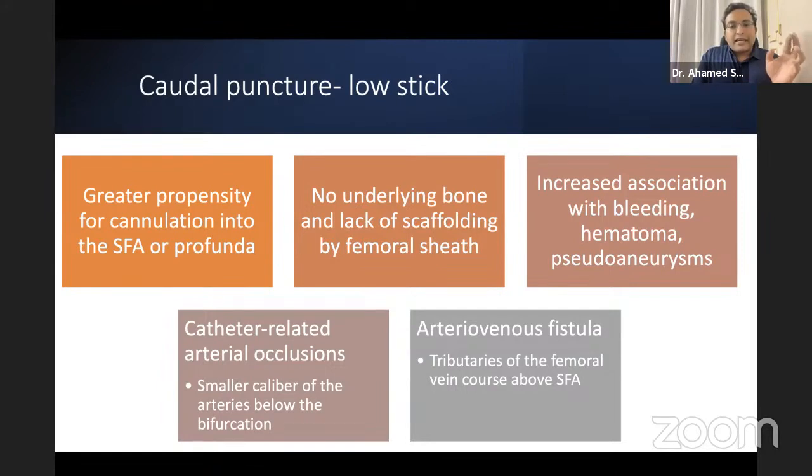And we know that there are multiple tributaries of the femoral vein which go over the superficial femoral. So when we come down the femoral triangle, the femoral vein tries to override the artery. And so they are in close approximation with each other, and multiple tributaries are also formed. So with any injury, there is a more likely possibility of formation of an arteriovenous fistula in case of a caudal puncture. So this can be called a caudal puncture. It's a bit below the expected region of puncture.